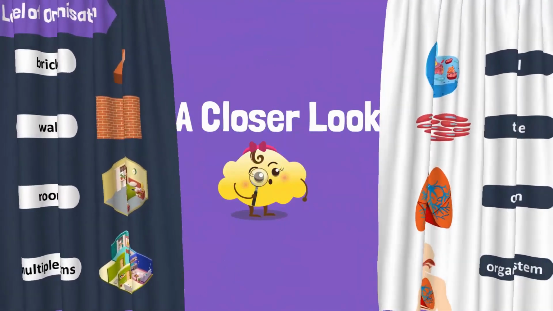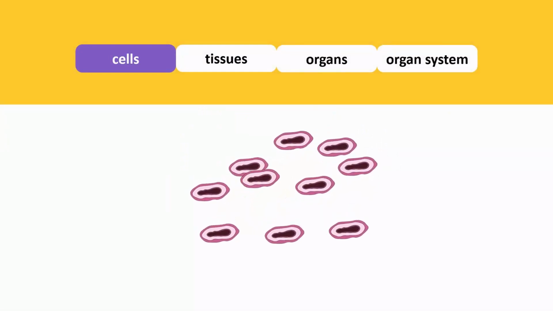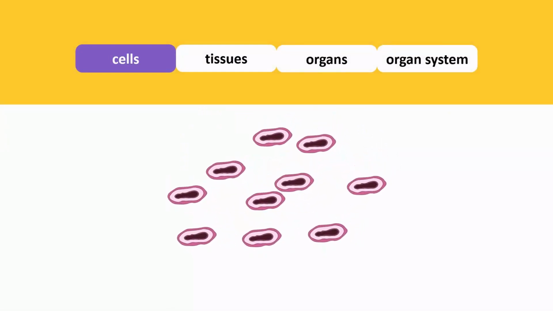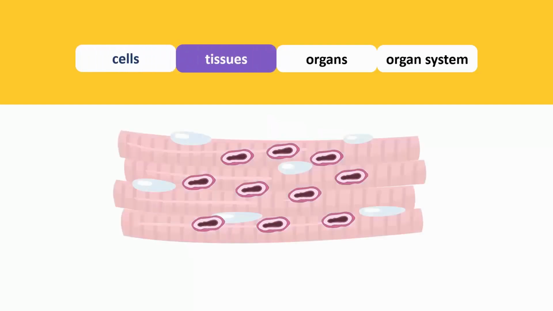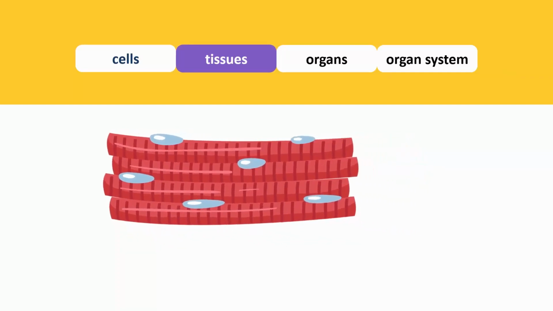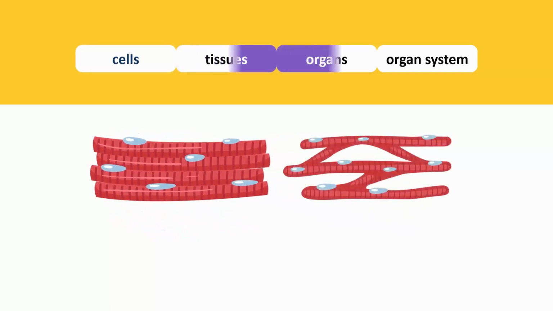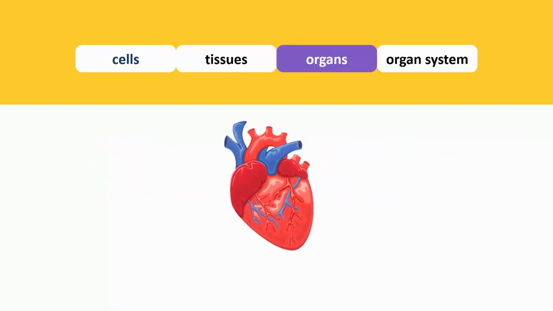Let's take a closer look at the level of organization in animals and plants with examples. Cells are the basic building blocks of all living things. Similar cells that perform the same function combine to form tissues. For example, muscle cells combine to form muscle tissues. When tissues combine, they form an organ. For example, muscle and epithelial tissues combine to make up the heart.